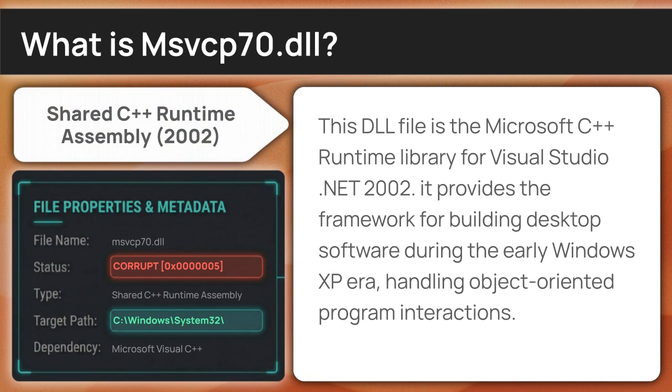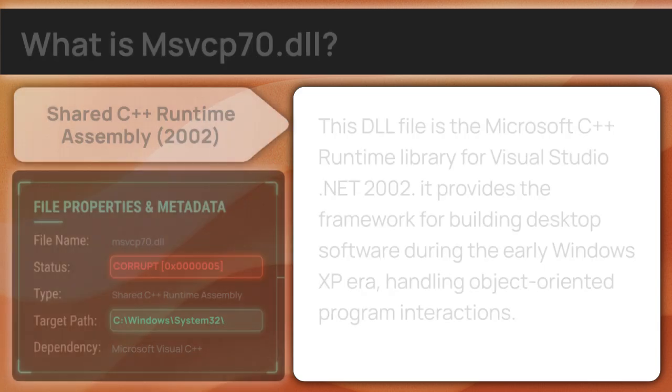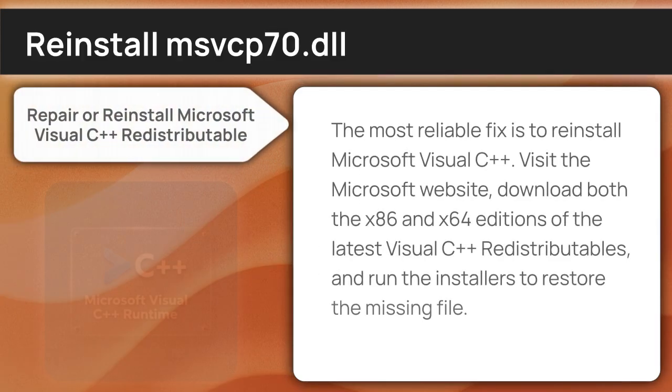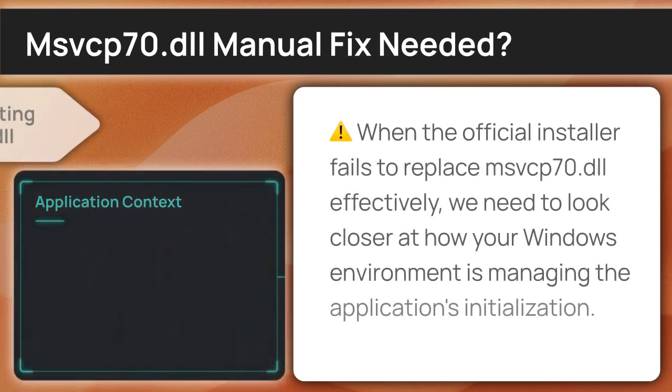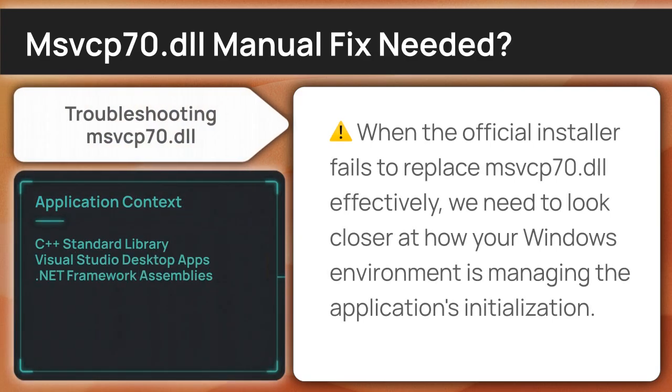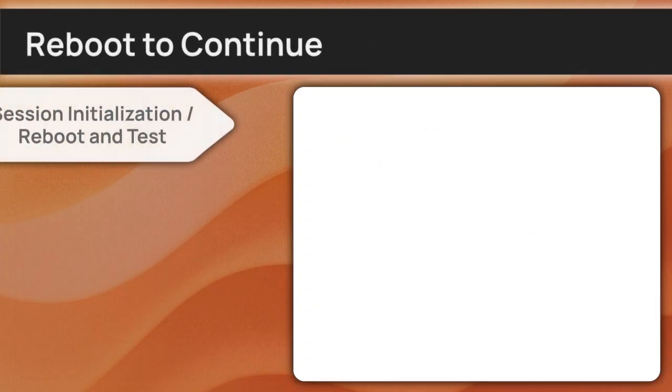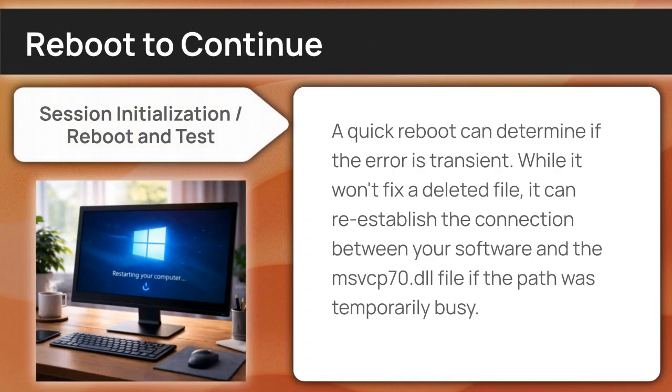Now let's apply the fix by reinstalling the shared system library. To restore the library correctly, you should perform a manual refresh of Microsoft Visual C++. Visit the Microsoft Download Center, secure the x86 and x64 versions of the latest Visual C++ redistributables, and run both installers. When a standard reinstall doesn't cut it, we move to advanced diagnostic steps to ensure the system is properly configured. If your system has been running for an extended period, a reboot might be necessary to resync your background processes and clear any temporary locks on the Msvcp70 file.